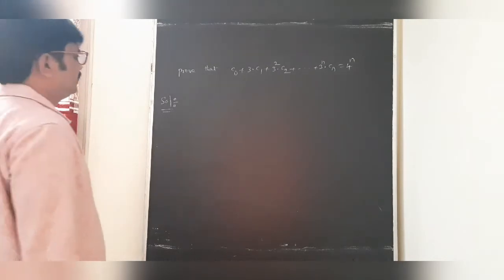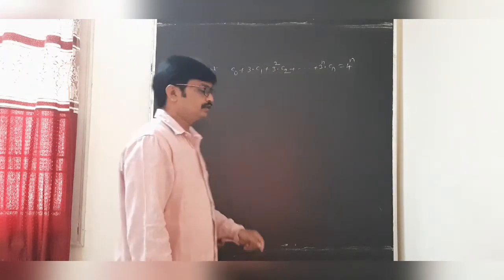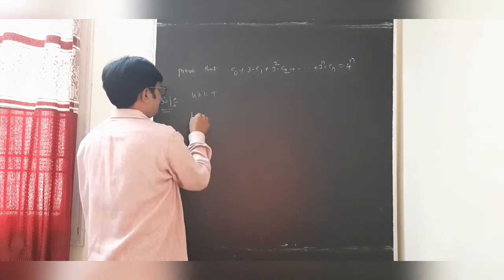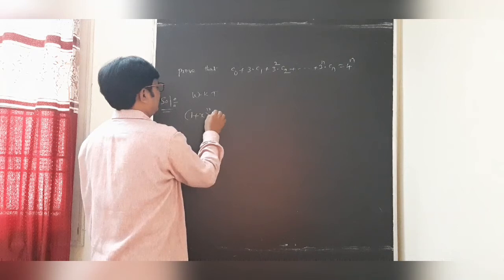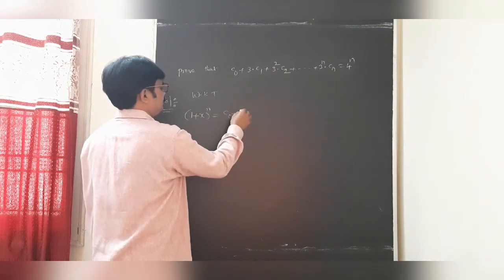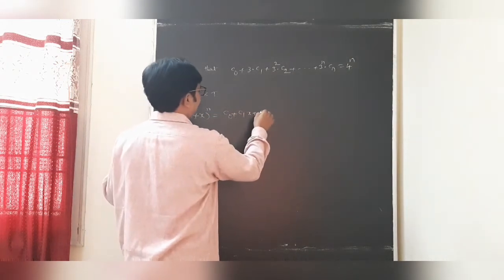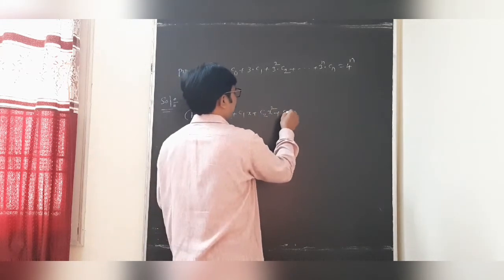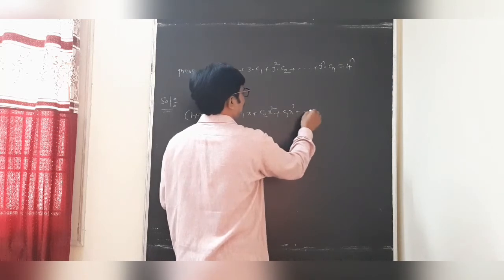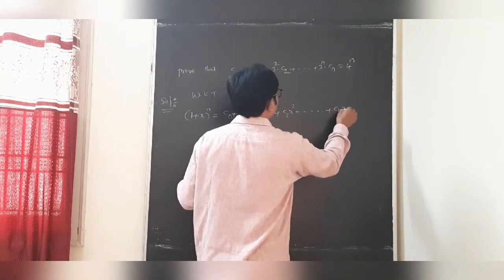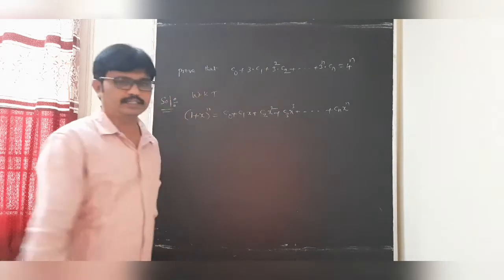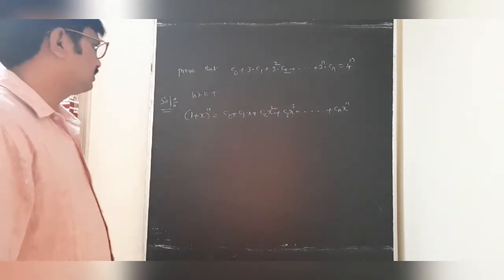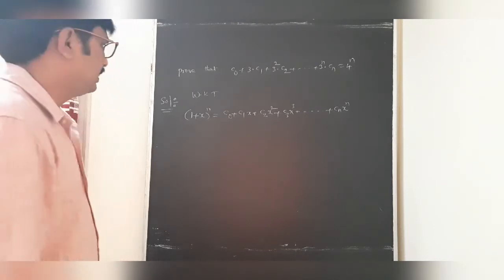Now, my dear students, consider 3 power n. It is very simple, quite simple. 1 plus x whole power n is C0, C1x, C2x square, C3x cube, and so on, Cn x power n. What is it, students? C0, C1x, C2x square, C3x cube, and so on, Cn x power n.